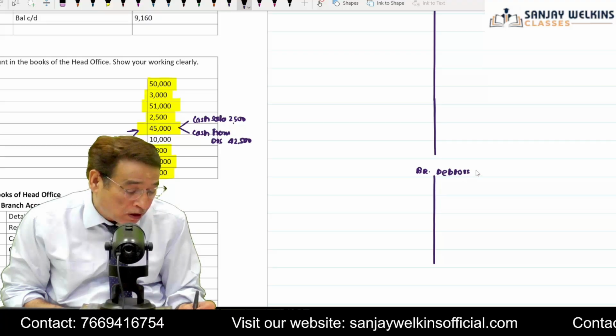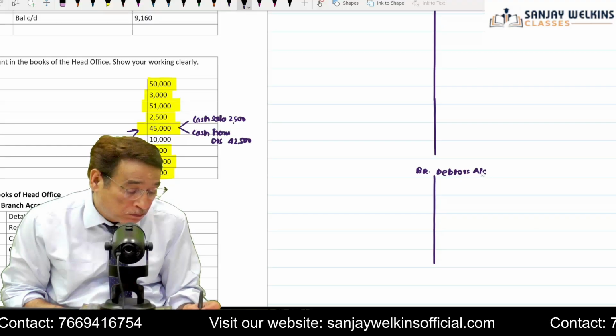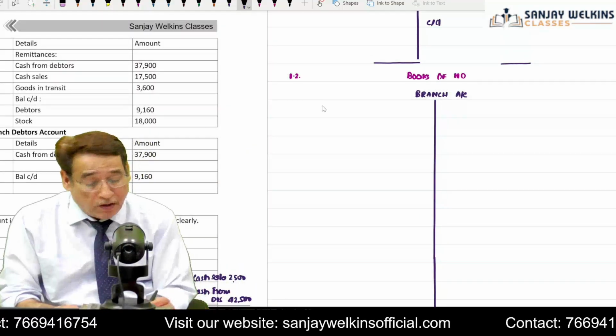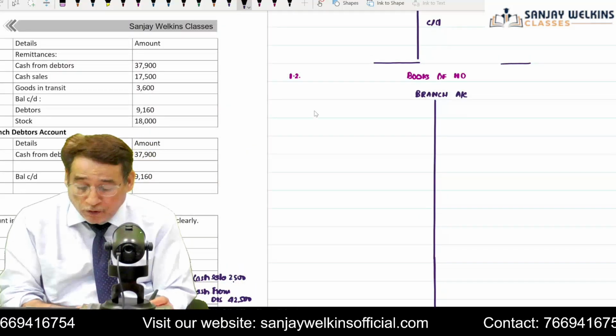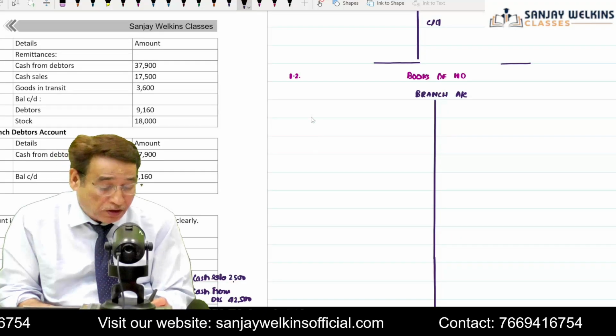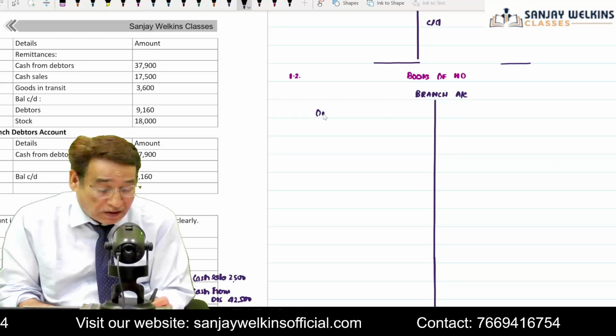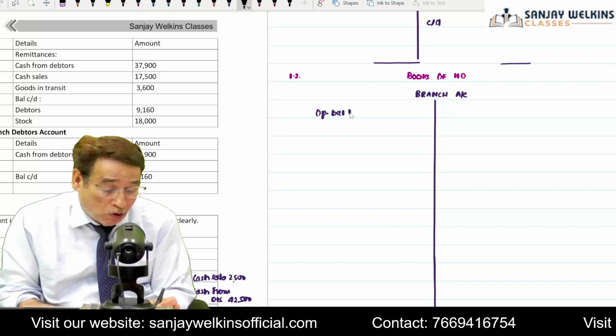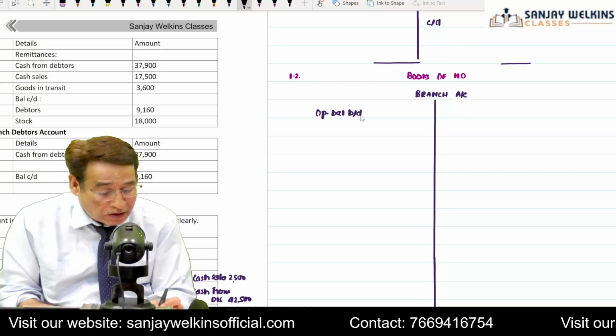Branch debtors account. And this is branch account. Is it clear? So if we start, as far as the second question is concerned, the first information given to us is goods sent to branch. As far as opening balances are concerned in this question, so far, opening balances are not given to us.